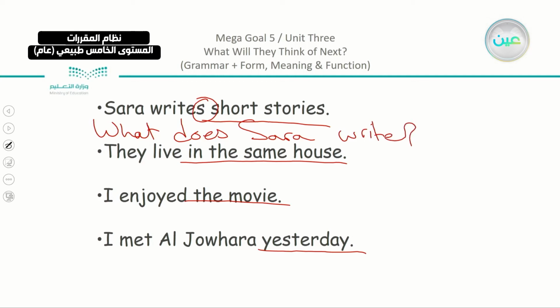They live in the same house. I'm asking about this time in the same house, which is going to be a place. We have here where. They is plural, which makes us use do. Where do they? And then we have here live, and of course there is nothing before.